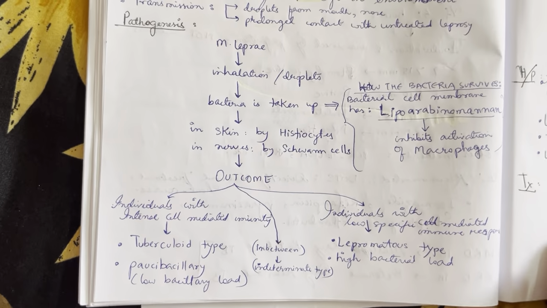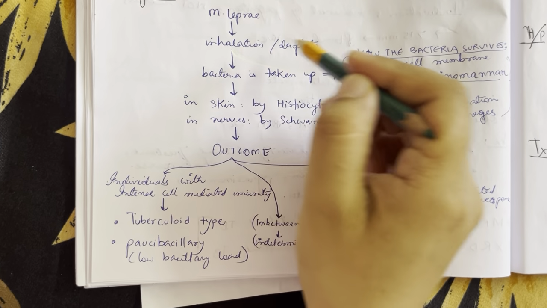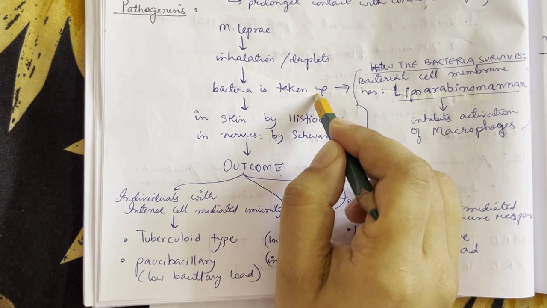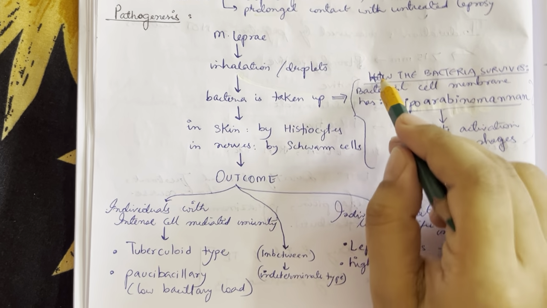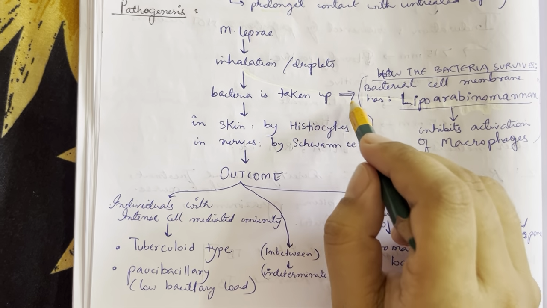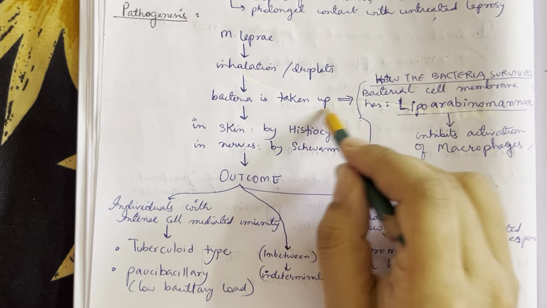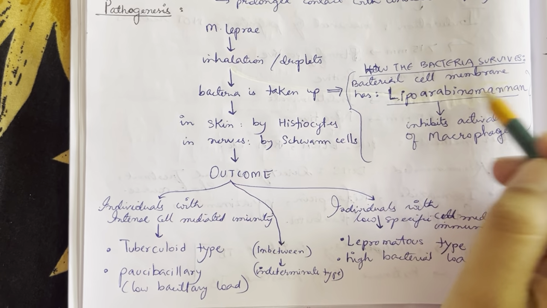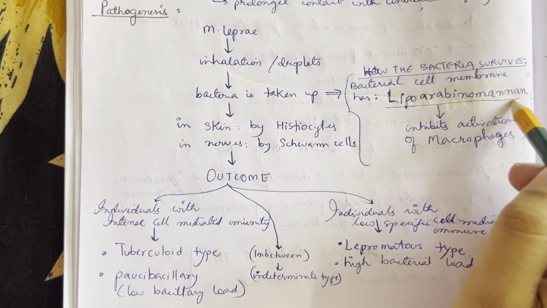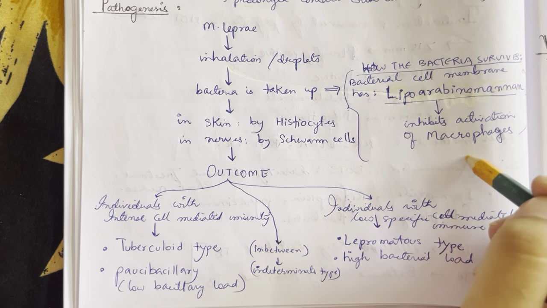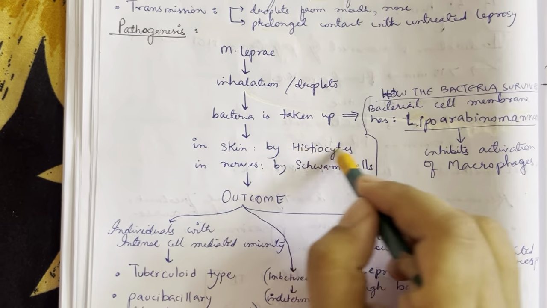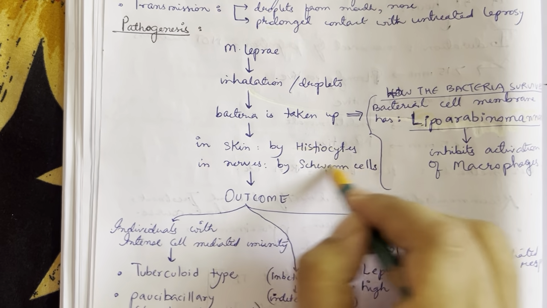Coming to the pathogenesis. M. leprae enters by inhalation of droplets. So how does the bacteria survive in our body? Because we have our own immunity, right? The bacterial cell wall has something called lipoarabinomannan. It inhibits the activation of macrophages. So these bacteria are taken up in the skin by histiocytes and in the nerves by Schwann cells.